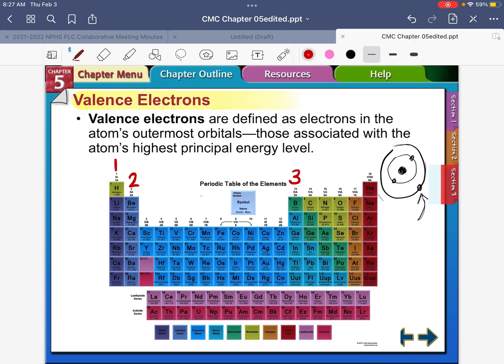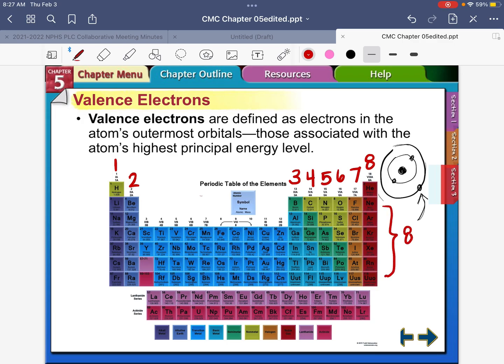Carbon's group will have 4. Nitrogen's group has 5. Oxygen's group has 6. Fluorine's group has 7. And then our noble gases have 8. Again, what this means is everything here has 8 valence electrons. These are our noble gases. Now, I will say, we normally say everything has 8, but honestly, that's only for these guys down here.